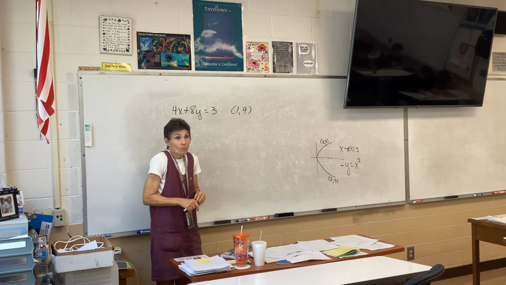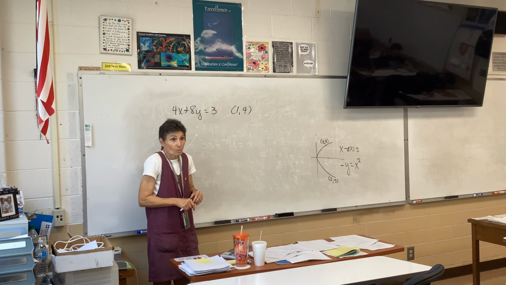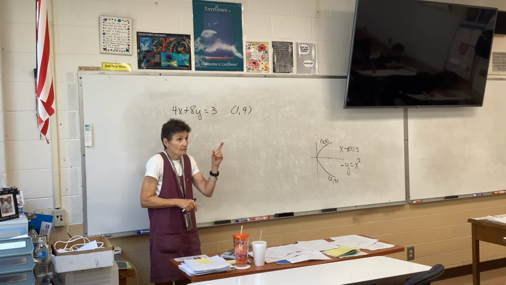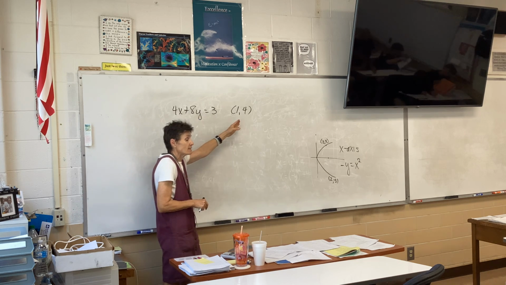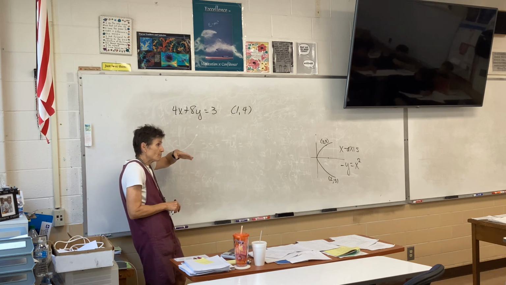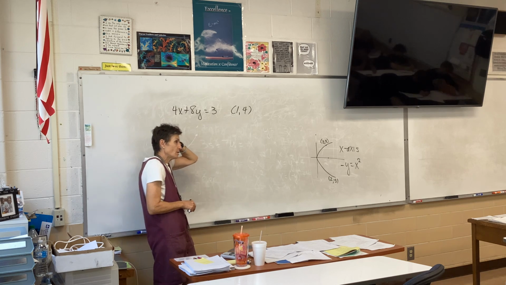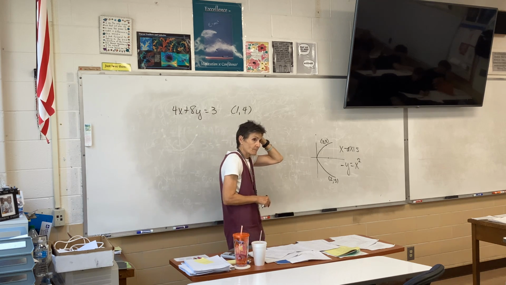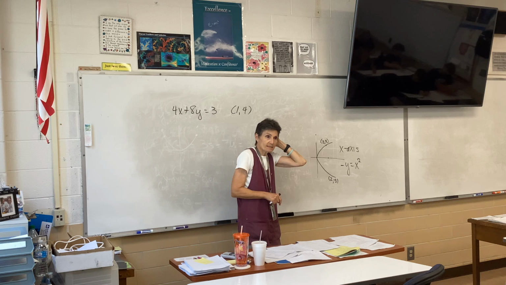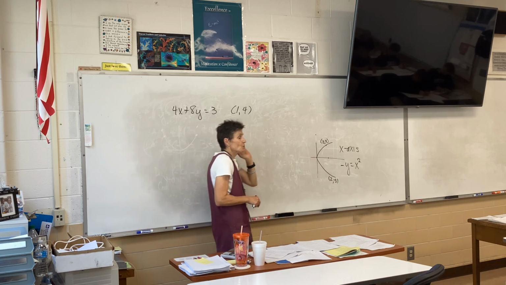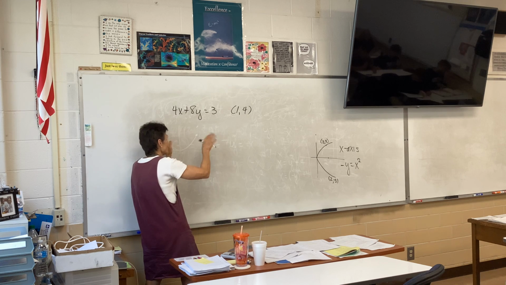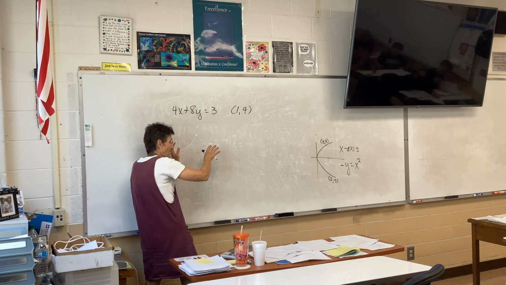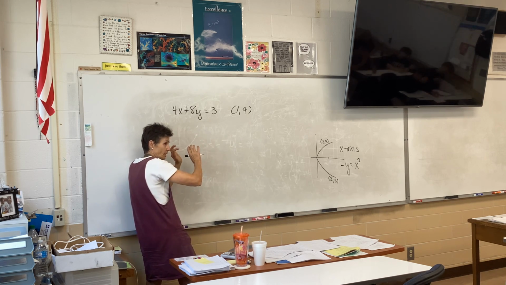How do we write the equation of a line? We need a slope and a point. Well, we've got the point, so we need a slope. What does perpendicular say to you? Opposite reciprocal slope. So I need to find the slope of this one, and whatever it turns out to be, I'm going to do the opposite reciprocal of it, right?